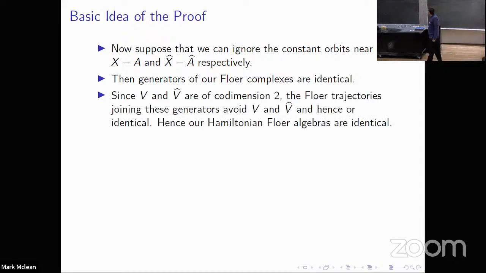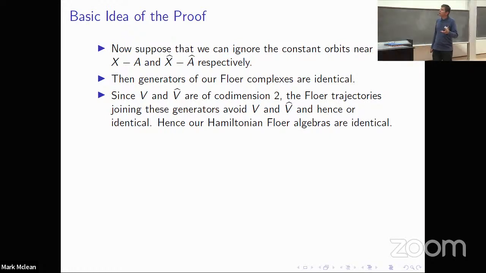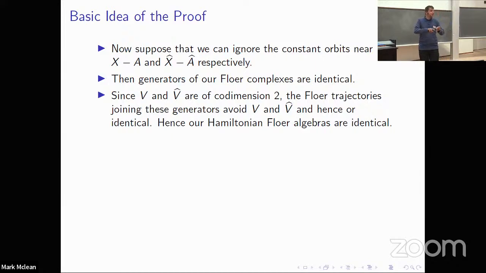Okay. Now, since V and V hat are of complex codimension 2, which is real codimension 4, the Floer trajectories, so these cylinders and these pairs of pants, generically, they don't hit V and V hat, where the birational transform is ill-defined. Because this is codimension 4, but these are two-dimensional objects mapping to X and X hat. So generically, they don't hit. So you can make them avoid V and V hat. And hence, these Floer algebras are the same. That's the moral argument.